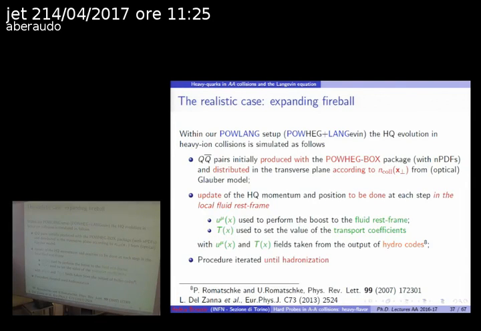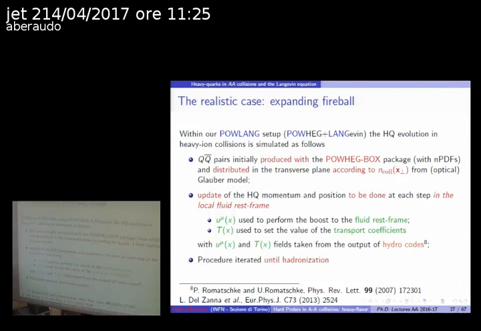Then you must perform the update, the momentum and positional update of the quark with the Langevin equation, but this update can be performed step by step in the local fluid rest frame. Hence you need two pieces of information. First of all, the information on the collective motion of the fluid, in order to boost back and forth from lab to fluid rest frame and go back to the lab frame, in which at the end you measure the observables.